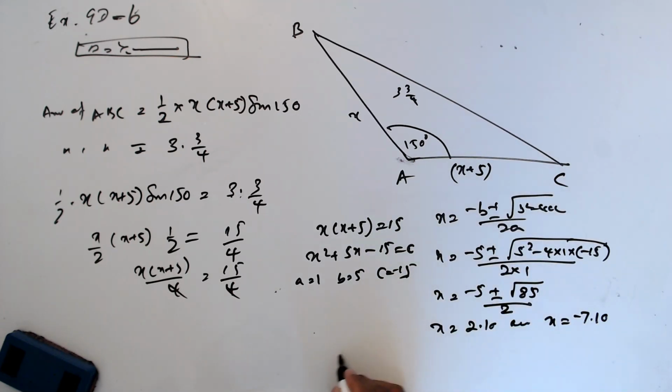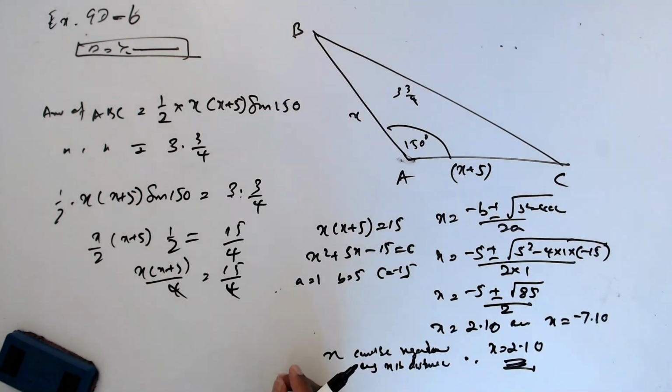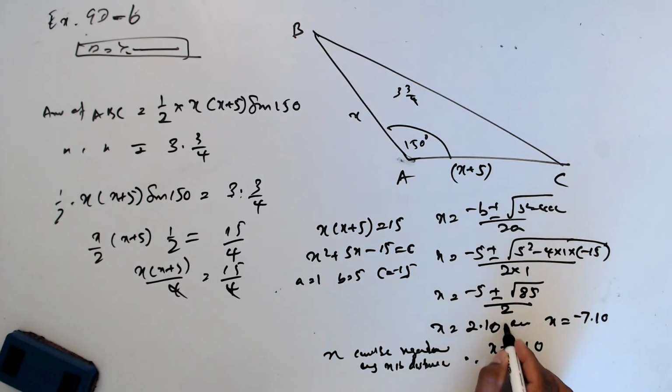So x cannot be negative, as x is a distance, hence x equals 2.10. The question is asking for 3 significant figures, so this is 2.10.